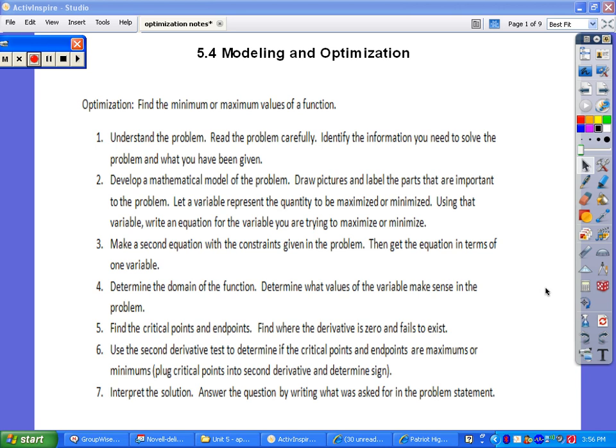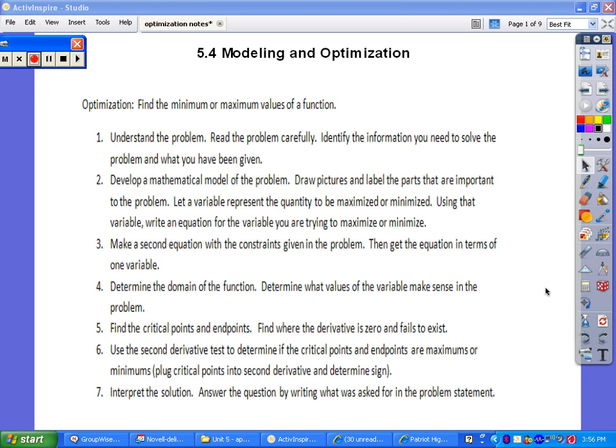The second part is develop a mathematical model of the problem. Draw pictures and label parts that are important to the problem, and let a variable represent the quantity to be maximized or minimized. Using that variable, then write an equation for the variable you are trying to maximize or minimize. This is the mathematical model.